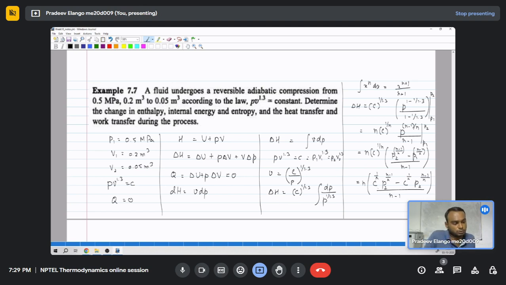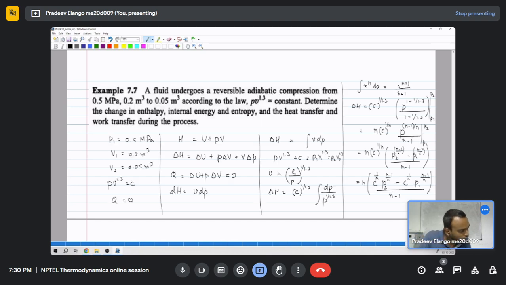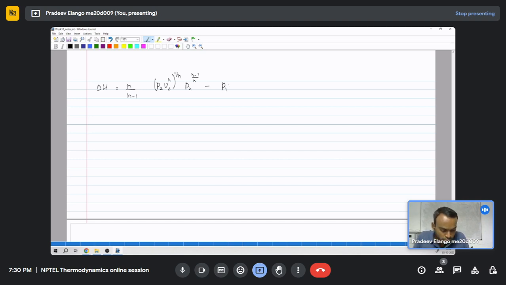So for the first c, I will put p2 v2 power 1.3, and for the second term I can write p1 v1 power n, the whole power 1 by n, into p2 power n minus 1 by n. So this is p1. Okay, the other terms are already taken care of. Now I will have n by n minus 1 into the p2 power n, and the whole power 1 by n will become v2, and similarly p2 will also become p2 into v2 minus p1 v1. This is what we will have.